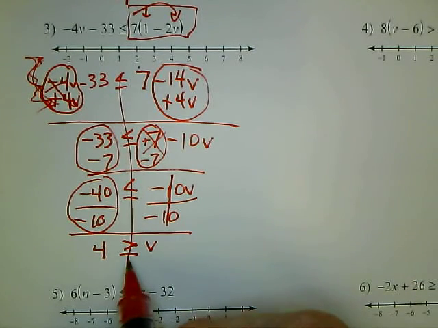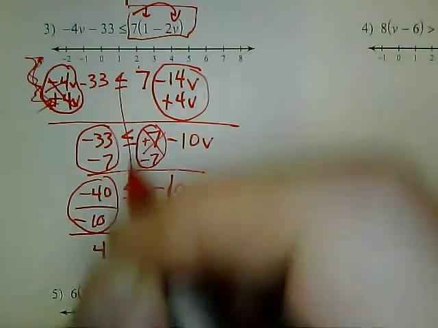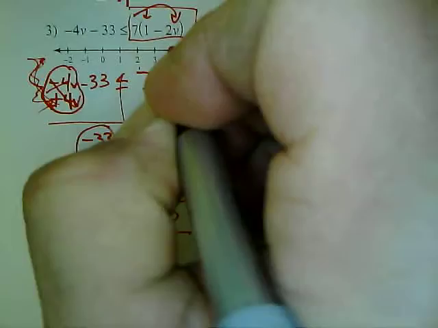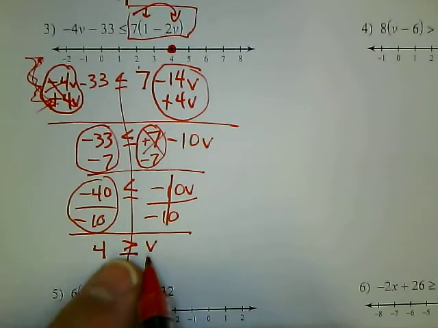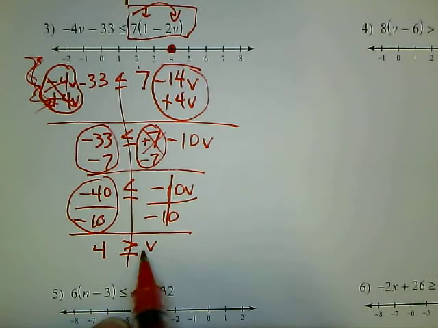So open or closed circle? Closed at 4. What's facing the variable V? The less or the greater side?